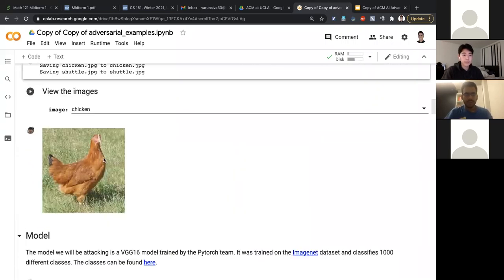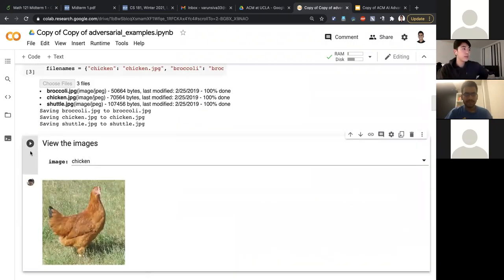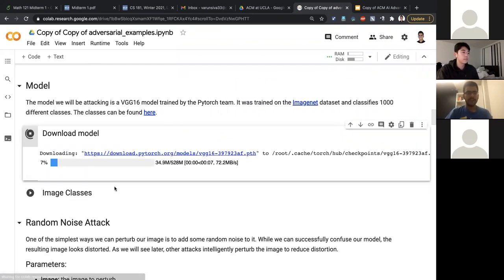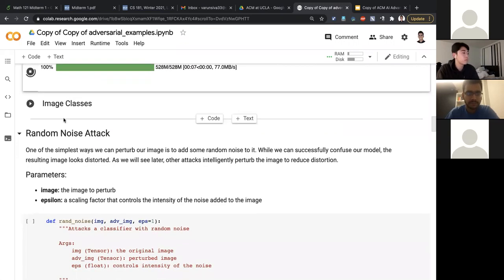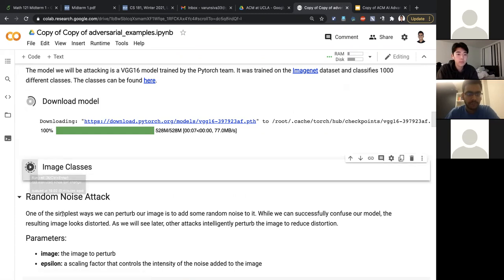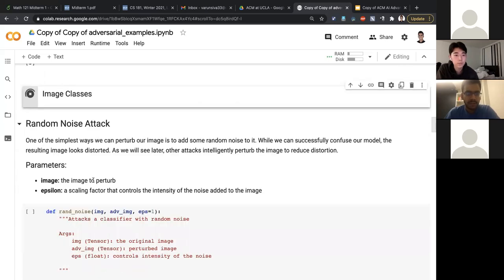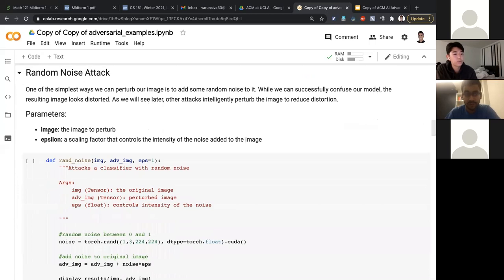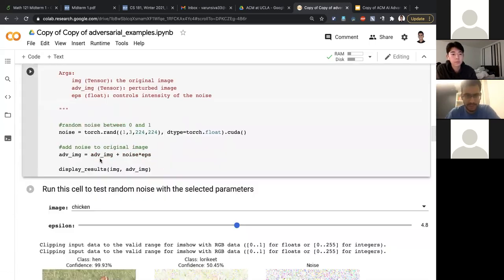Cool. So here, I guess this is an image of a chicken, and this is a model that's made to construct machine learning attacks. And one of the simplest attacks that we didn't actually go through in the workshop itself is that you can just add random noise to an image and see if it works. You might actually get lucky, and in some situations that might actually work.